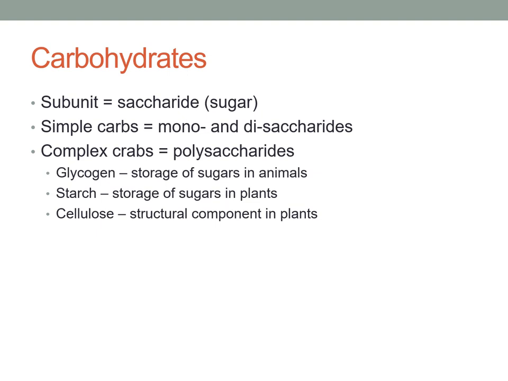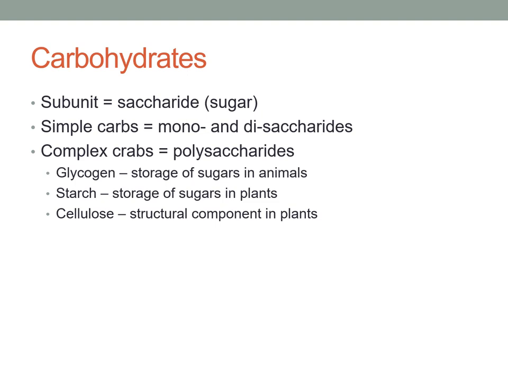Carbohydrates, remember the subunit is saccharides, that little ring of carbons with OH and H on it, those are sugars, right? So saccharides are simple carbs, or the mono and disaccharides, monosaccharides like glucose and fructose, disaccharides like sucrose and lactose. Complex carbs, oh, complex crabs, right? They have issues, apparently. They're very complicated crabs. All right, so complex carbs are polysaccharides, where you have more than two sugar or saccharide units linked together.